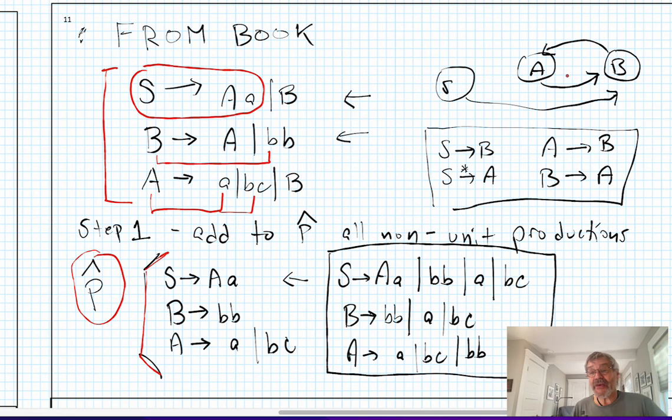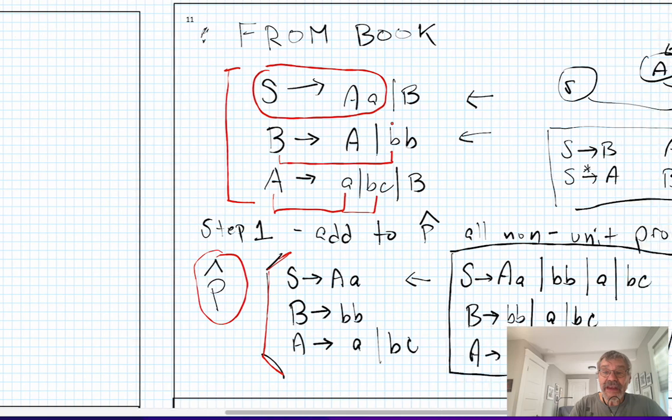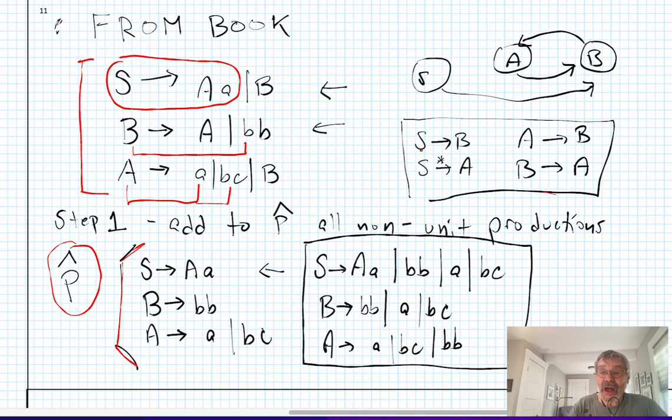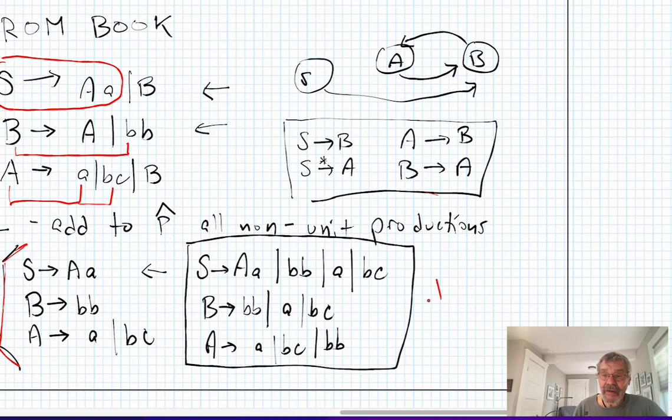Then what we do is we calculate this dependency graph, and that dependency graph gives us these possibilities of where I can get to. From S I can go to B or A, from A I can go to B, from B I can go to A. And now I apply this theorem again, but I do it in the following way. I'm going to apply it to these unit productions, but I'm only going to replace from this P hat over here, where these are non-unit productions. So when I apply it with these over here, I end up with my final grammar, which is this one right over here.